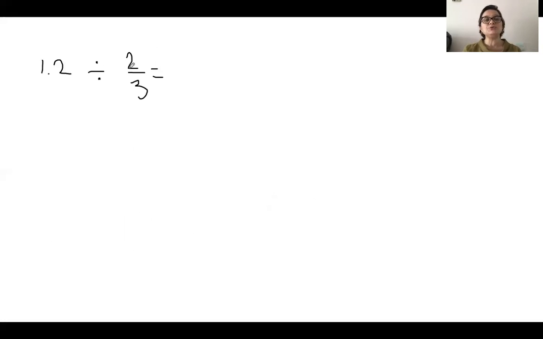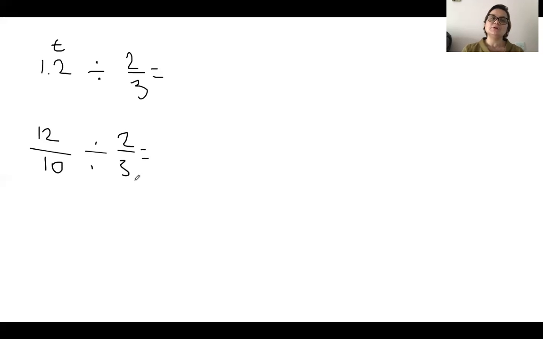Now, 1.2 divided by 2/3. Again, 1.2, we need to change that into a fraction. It becomes this, the last digit is the 2, which is tenths. So it becomes 12 over 10. 12 over 10 divided by 2/3.